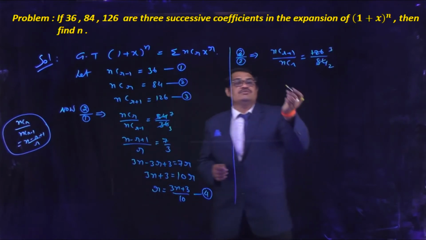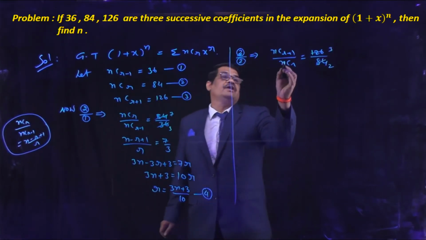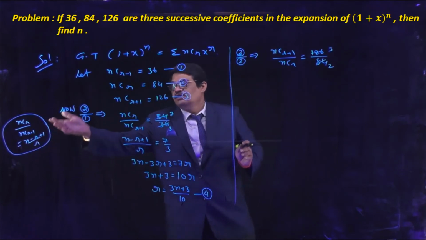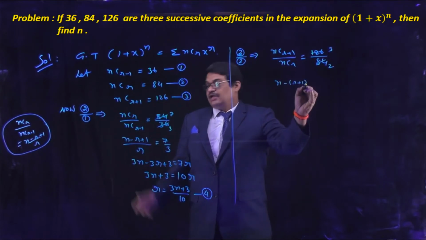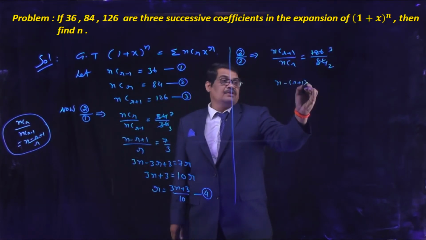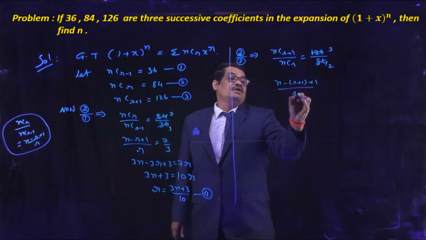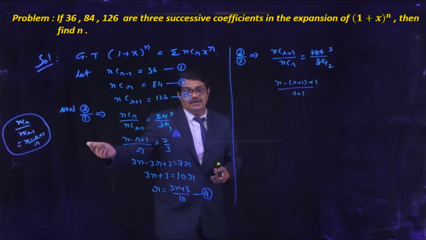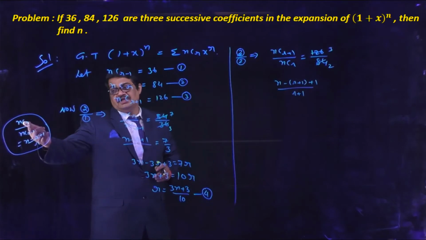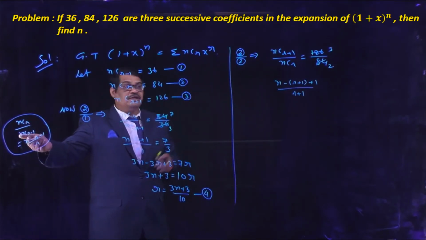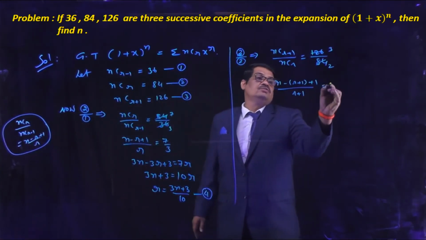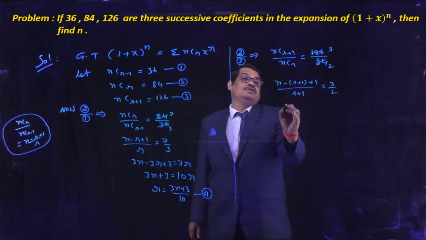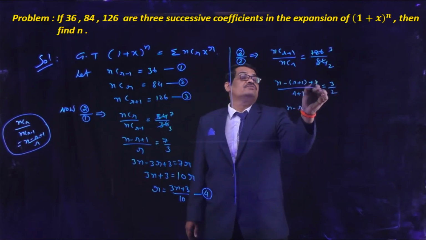Here nC(r plus 1) by nCr can be written using the formula nCr by nC(r minus 1), where r is replaced by r plus 1, and r minus 1 is r. Now we are writing (n minus r plus 1) by r, with r as r plus 1, that is equal to 3 by 2. So here n minus r minus 1 and plus 1 will be cancelled.